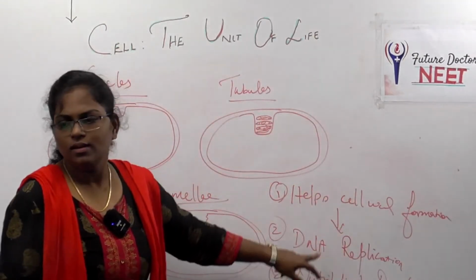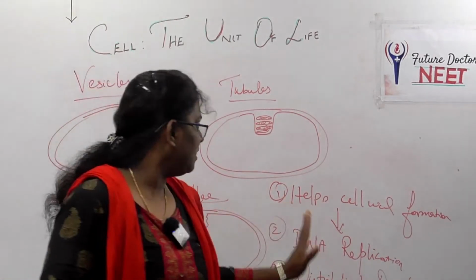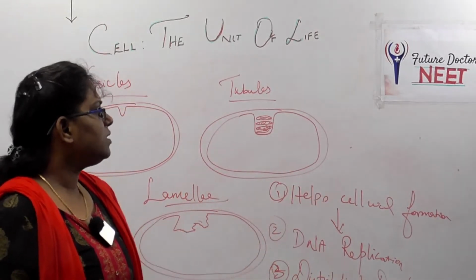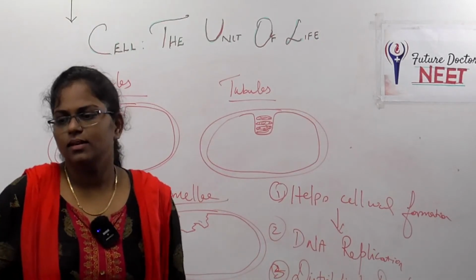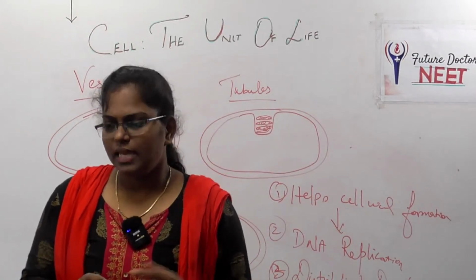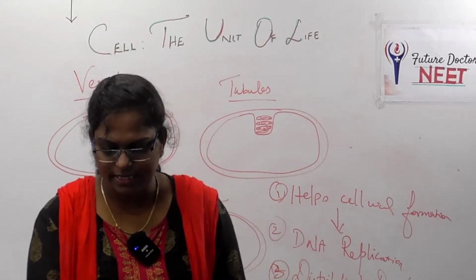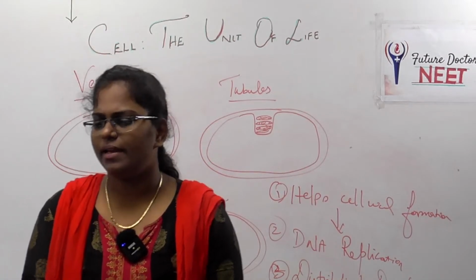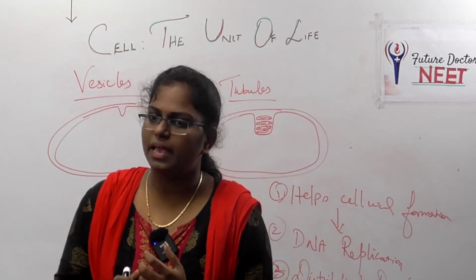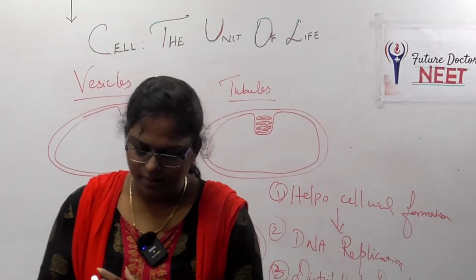So these are all the functions that the mesosomes are having. First one is help in cell wall formation, second DNA replication, third one is distribution to daughter cells. Next, they also help in respiration and secretion process, to increase the surface area of the plasma membrane and enzymatic content. Some enzymes will be secreted inside. So what will be the enzymatic content?